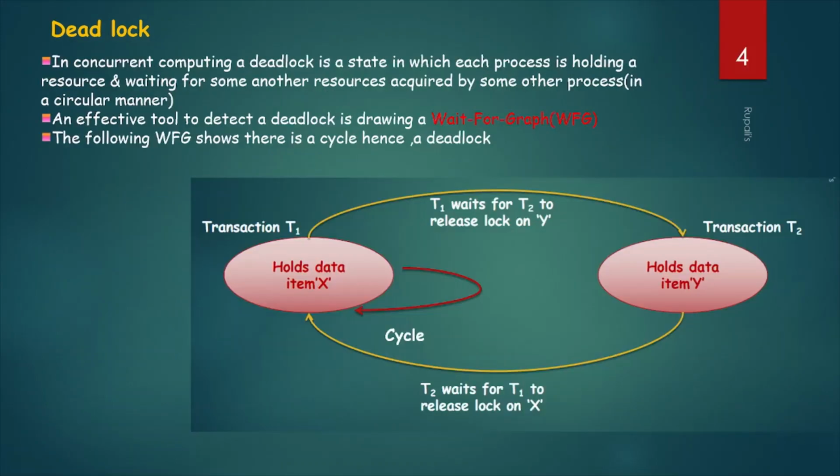So, in concurrent computing, a deadlock is a state in which each process is holding a resource and waiting for some other resource acquired by some other process. So, the whole system is waiting in a circular manner.